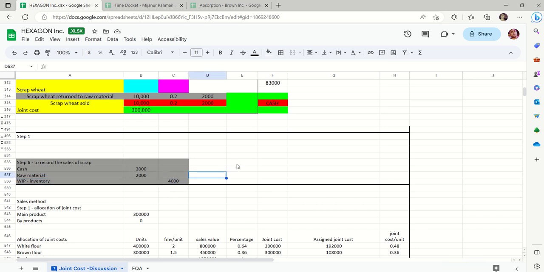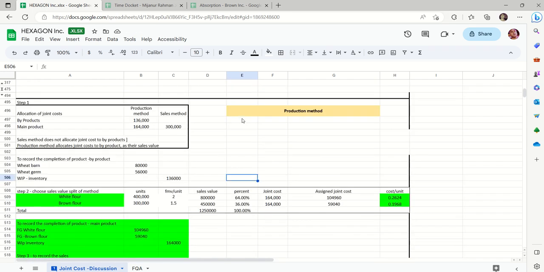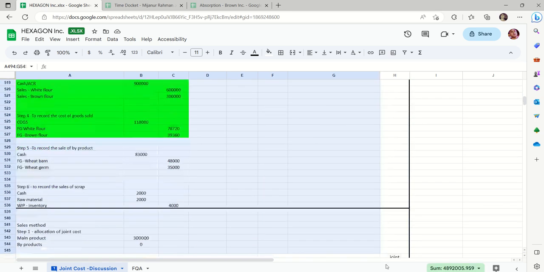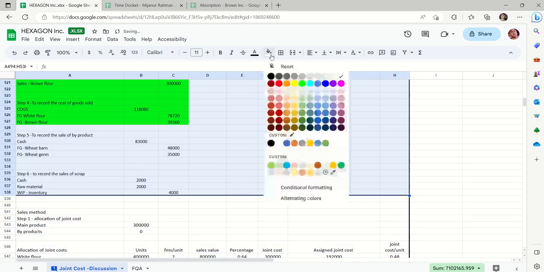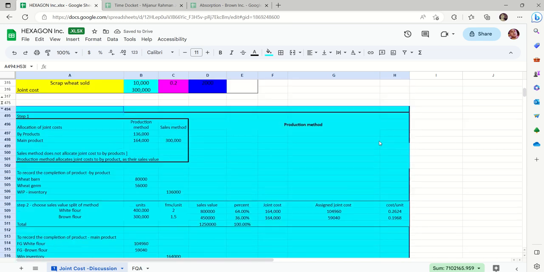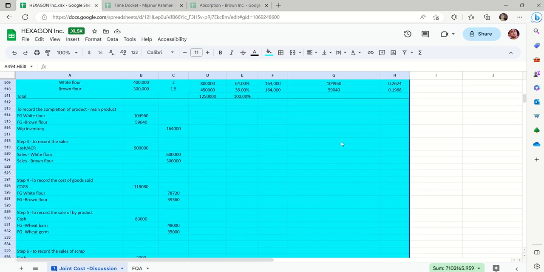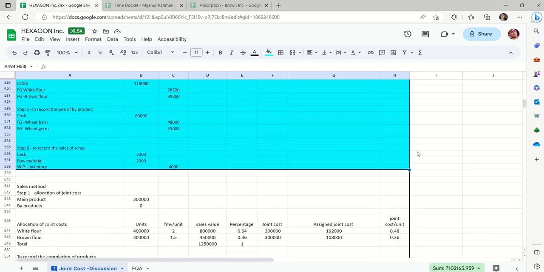2,000 plus 2,000, 4,000. So in a nutshell, this is our production method. I'm going to highlight that all in green. Everything in green is our production method. Okay, right there. We're done with the production method.